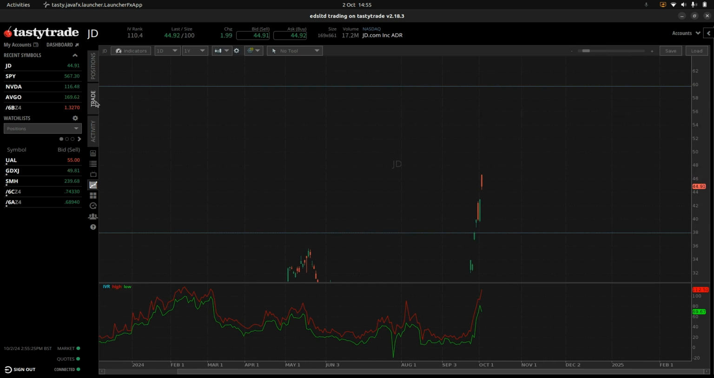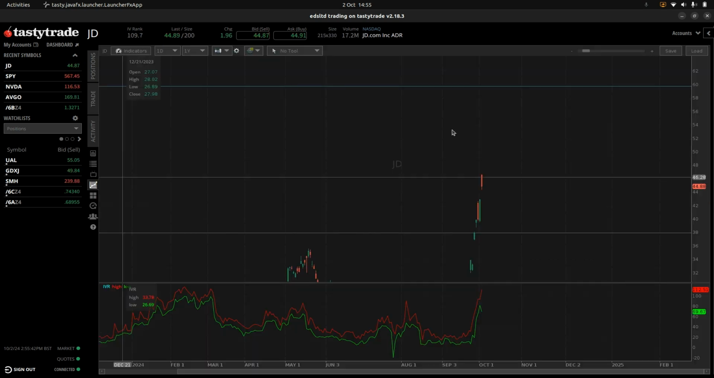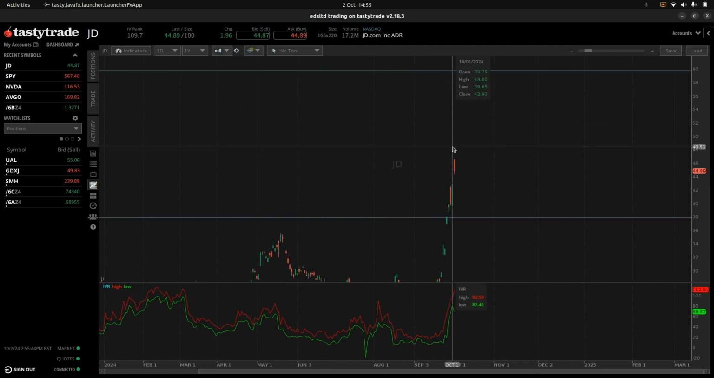And what this trade basically is we want the price of JD to expire anywhere within this range at the point of expiration, which is exactly 44 days out in time. So as long as that happens, we can keep all of the premium that we collect. And that's literally it. That is the setup for this entire trade.